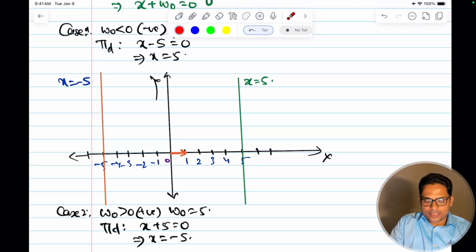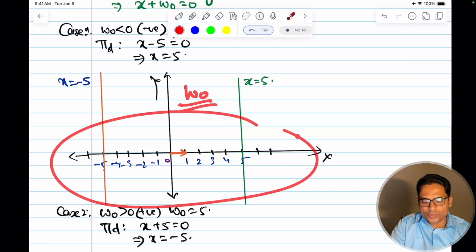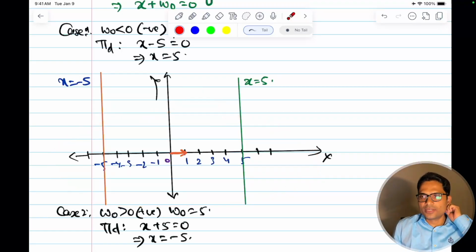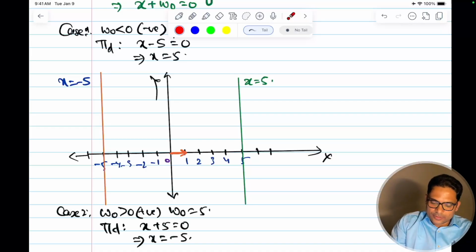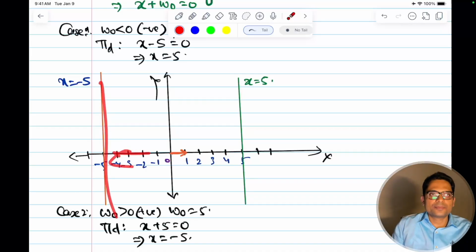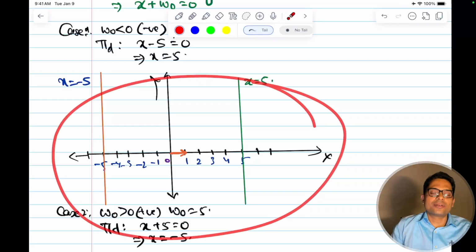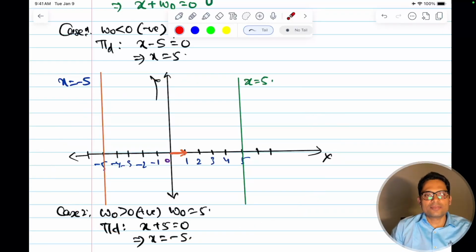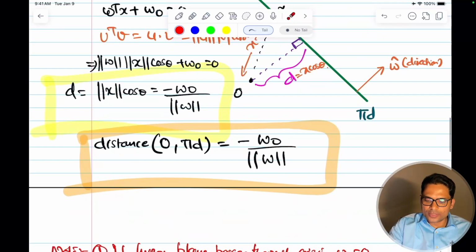I hope this is clear, the direction with respect to unit vectors and the w naught sign. Okay, this is the example which makes it very clear. This is very important. So this is in front of origin, this is behind the origin, we can say that. This should make your direction very clear. So it has divided the plane into two parts. That is the next part, let's discuss.